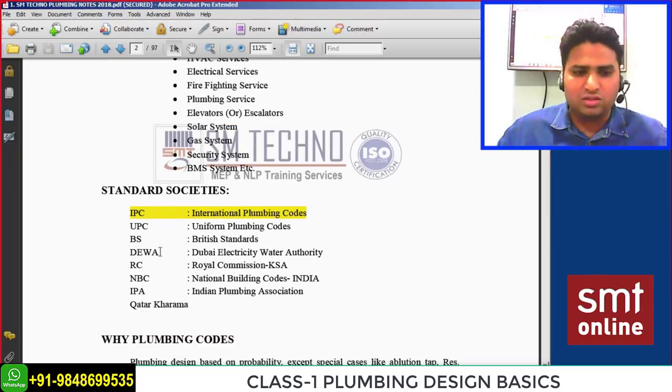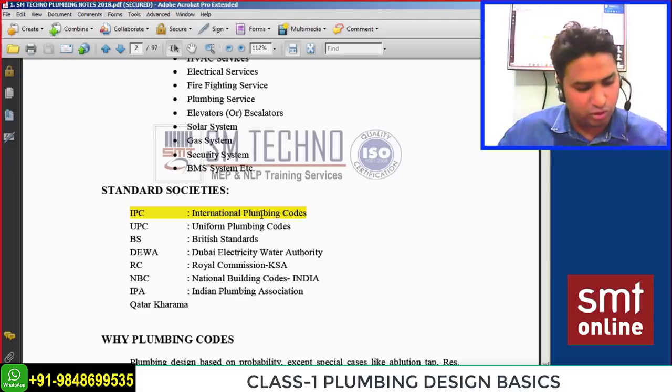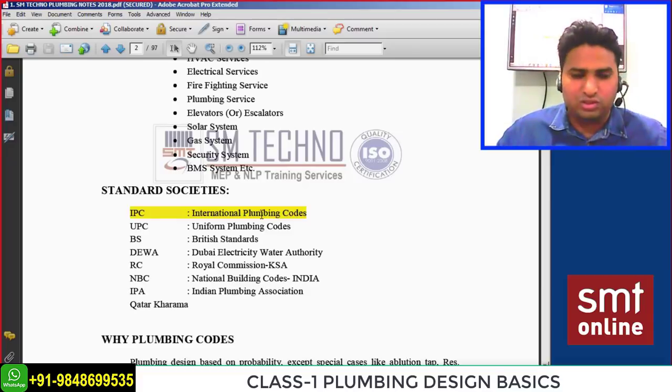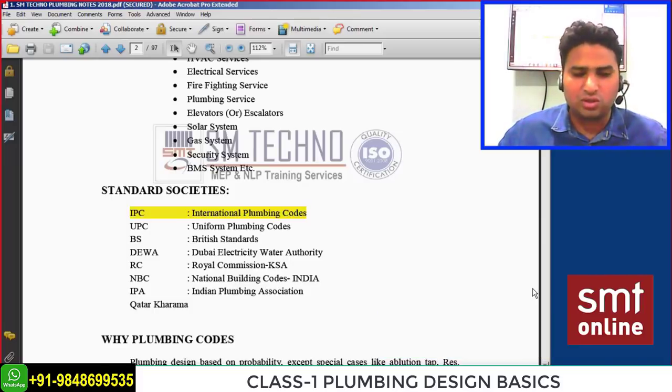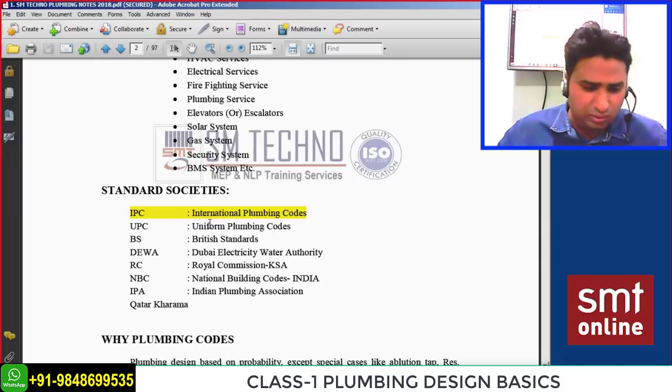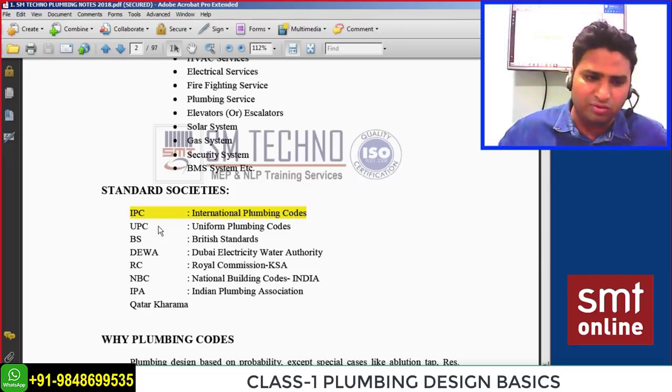And now the second society. This is above all, that's why it's been highlighted. I can use this anywhere, whether you're dealing here or in any part of the world; it has been globally accepted. The second is Uniform Plumbing Code. Now this is generally being used in the Gulf region. In the Gulf, whatever project you're having, generally they follow UPC codes, the Uniform Plumbing Code. And in the US, you will find UPC as well.